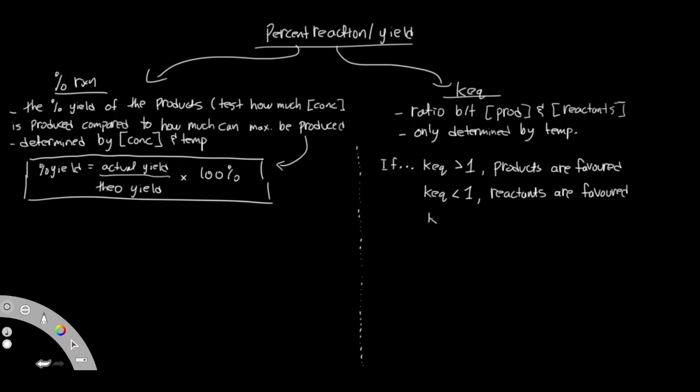And lastly, if K is approximately equal to 1, it doesn't matter, if K is equal to 1, the concentrations of the products and the concentration of the reactants are the same, or pretty much the same. That is for K.